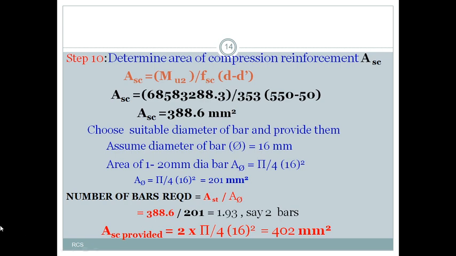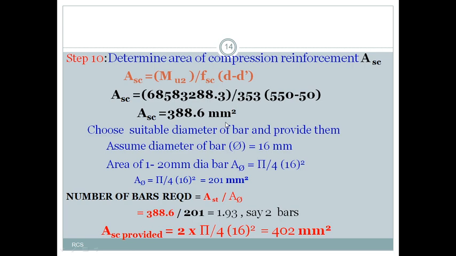So ASC we can calculate by using this formula: ASC equal to MU2 by FSC into d minus d dash, and MU2 we have calculated already. 685832.88 by FSC is 353, and this capital small d is 550 and d dash is 50. From this we get ASC equal to 388.6 mm square.